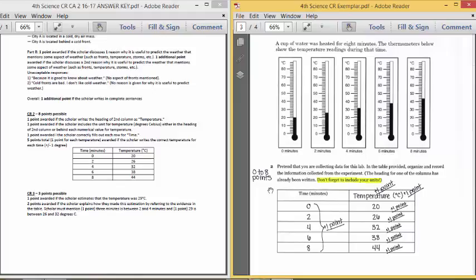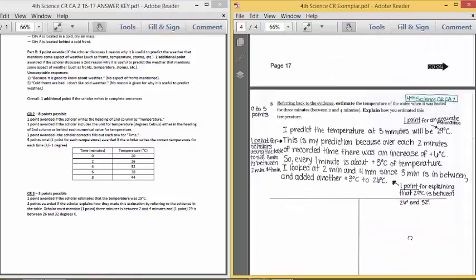So they get between 0 and 8 points. As you can see labeled here, they get 1 point if they write the second column is temperature. They get 1 point if the scholar includes the unit, such as degrees Celsius. They get 1 point for correctly filling out the row called time. So for all of these, they get 1 point. And then they get 1 point for each correct temperature that is written out. It can be plus or minus 1 temperature difference.